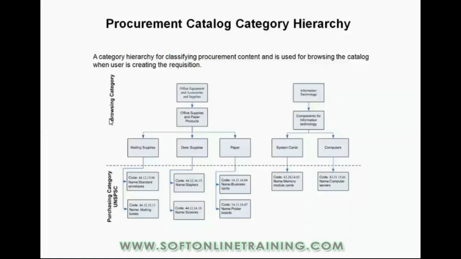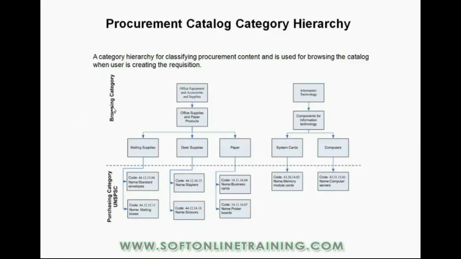Okay, so these are called browsing categories. To purchase the actual product, you will be navigating to electronics, and then under that mobiles, under that Apple, and you will be selecting the iPhone 6. Okay, so that is called a browsing category, and the actual item is called a purchasing category.